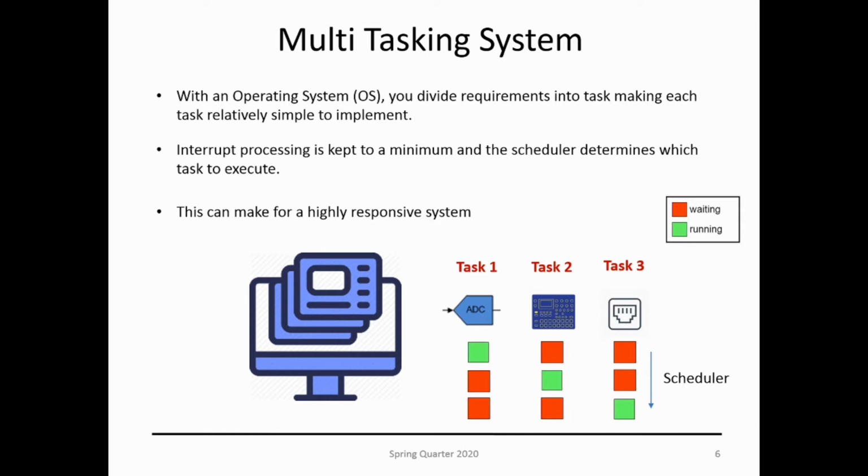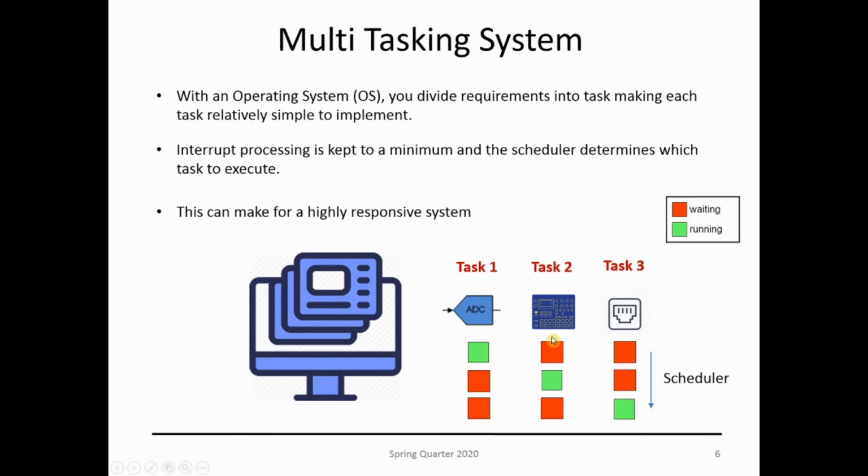So in this example, with the ADC, the buttons, and the Ethernet, the scheduler defines a certain amount of time for task 1, and if task 1 doesn't finish during that time, it's okay, it moves to task number 2. The same thing happens to task number 2, then it goes to task number 3, and it keeps going in this round-robin fashion. There are different types of schedulers. This is just showing a round-robin one.